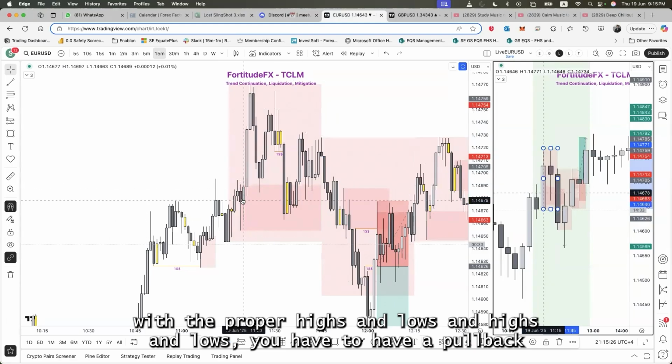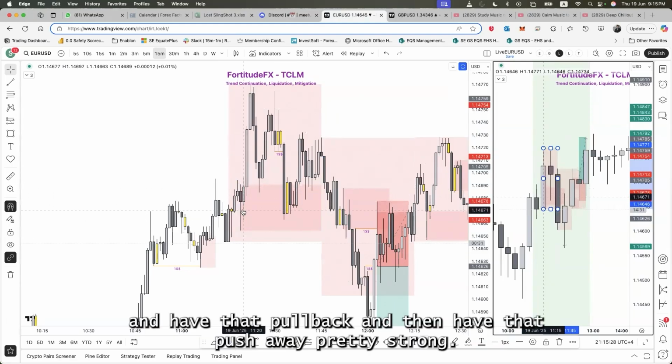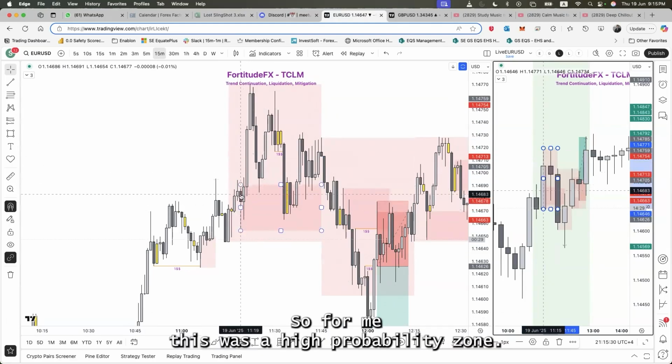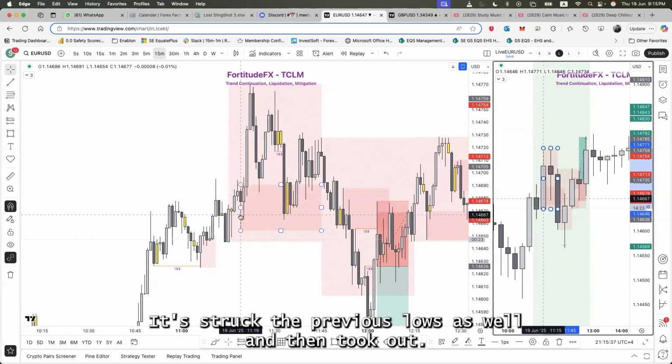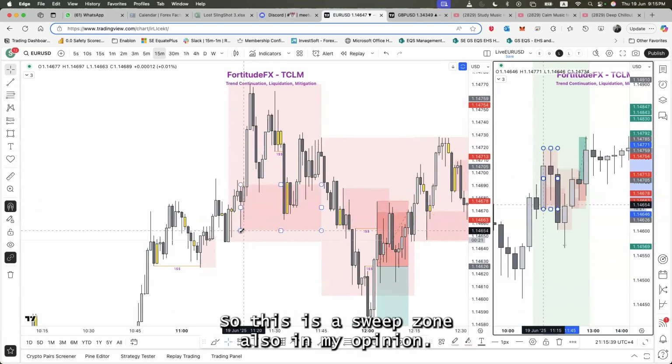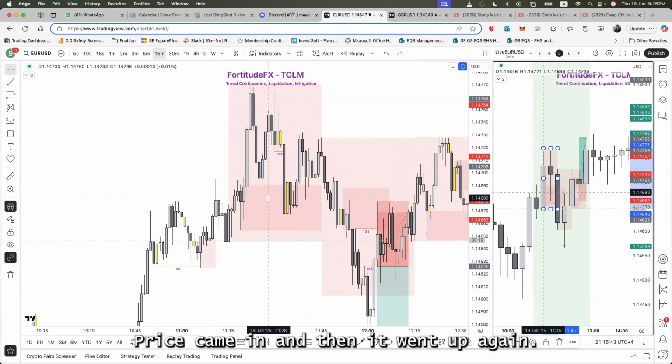You have to have a pullback and then have that push away pretty strong. So for me, this was a high probability zone, absolutely, right? And it took the liquidity sweep, it swept the previous lows as well and then took out. So this is a sweep zone also, in my opinion. So I marked this out, price came in, and then it went up again at this point in time.